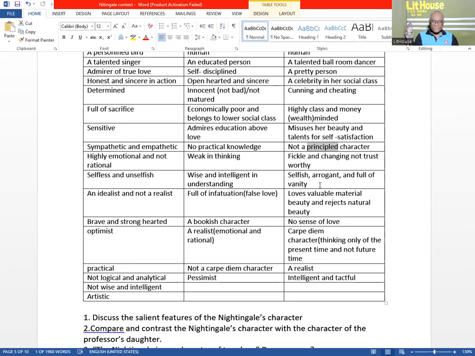No principles even in love. Right? Changing. Fickle, the same thing here, fickle. What is fickle? It also means changing, not stable. She changes from time to time. Right? Changes from time to time.